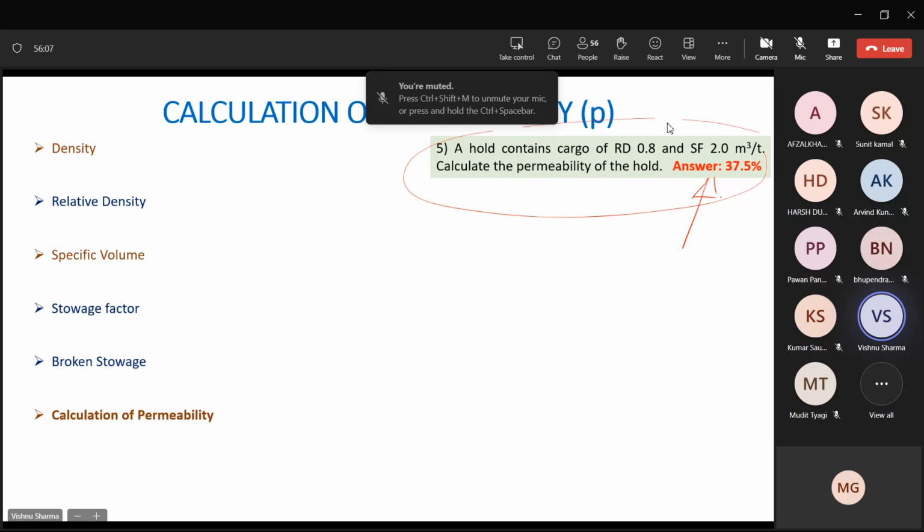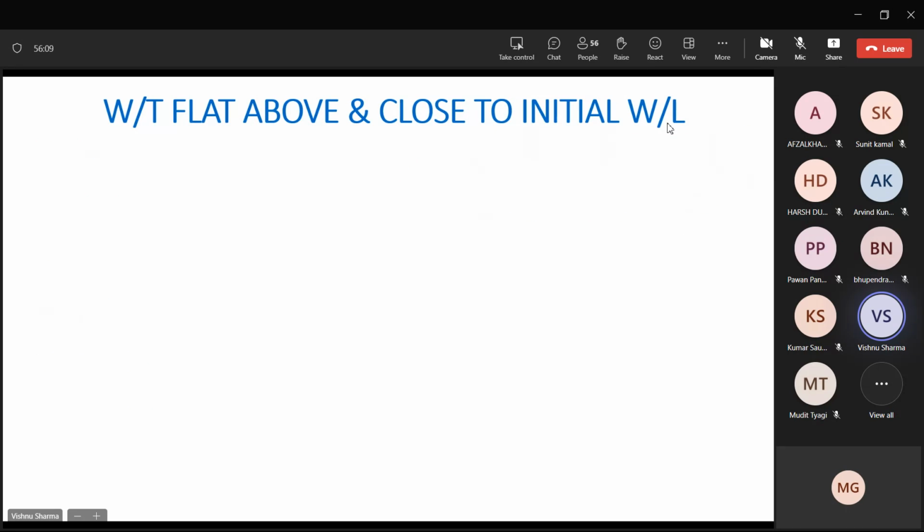Now we go to the next one then. Now we come to a very, very special situation, beta. And such questions have also come in the past. So you need to be a little careful.